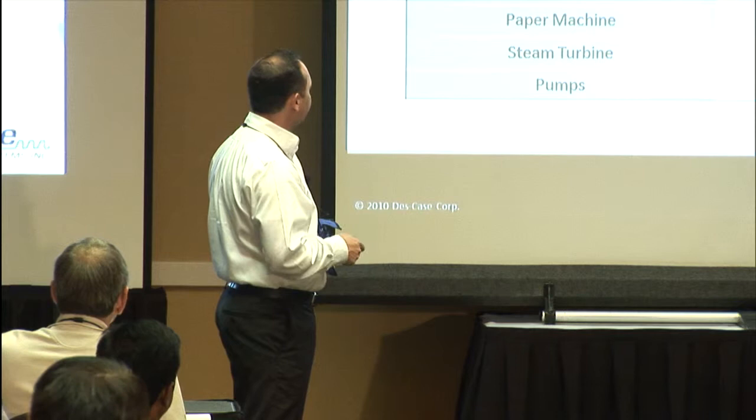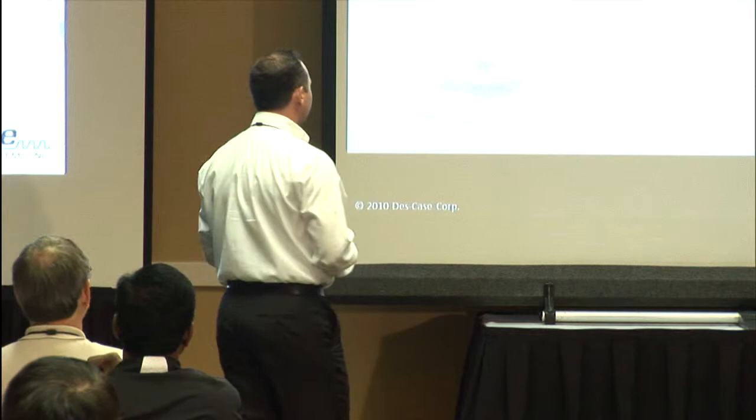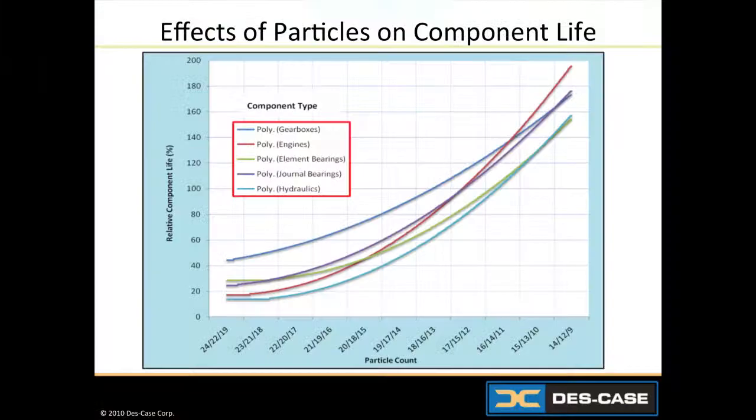Again, it has a lot to do with the type of system, the pressure, the velocity of the fluid, and so on and so on. So I'm going to take you through a case study, and this kind of shows you how we quantify the benefits of controlling contaminants. It's a really simple case study. It's on a diesel engine. You may be familiar with them.